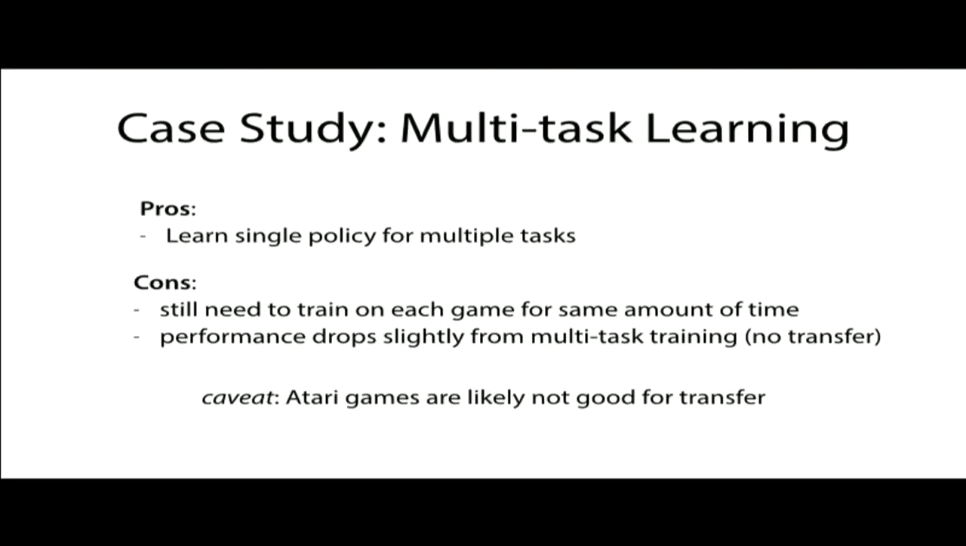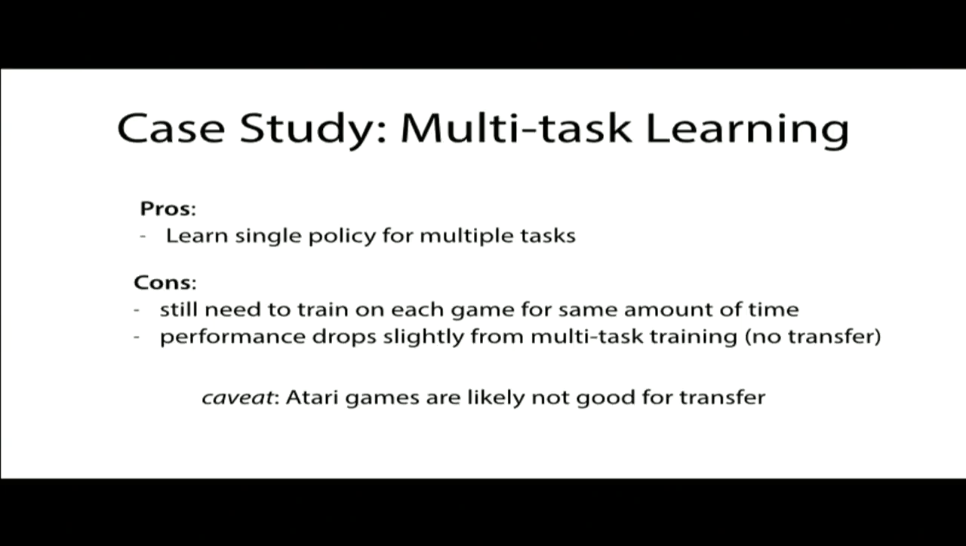But the caveat here is that I don't think Atari games are good for transfer. They're very different, and the observation space looks very different. The action space is very different across tasks, and I think that with more similar tasks and more similar environments, we can hope for better transfer. So I don't necessarily think the approach is what's preventing transfer. I think it might actually be more the environment. Okay, so how can we do better than this?